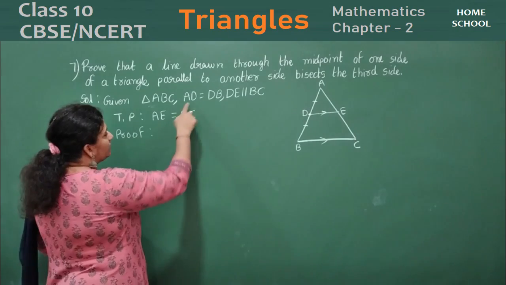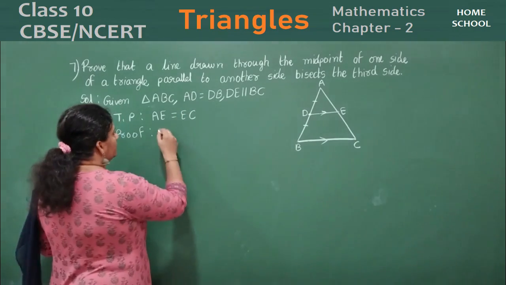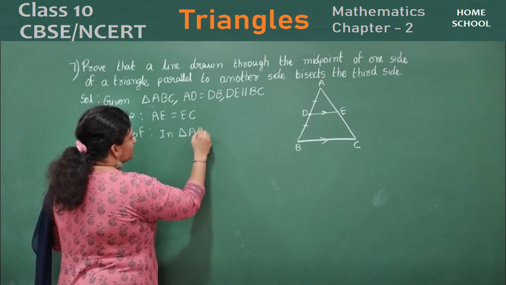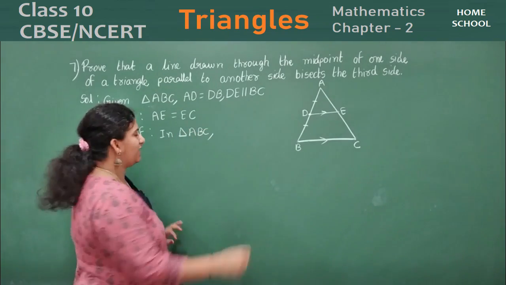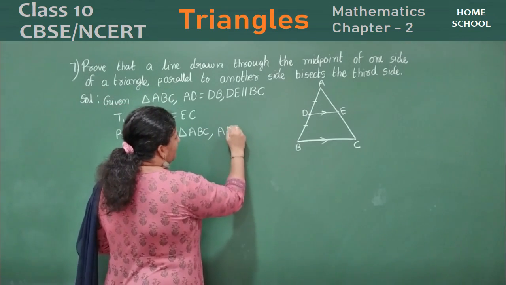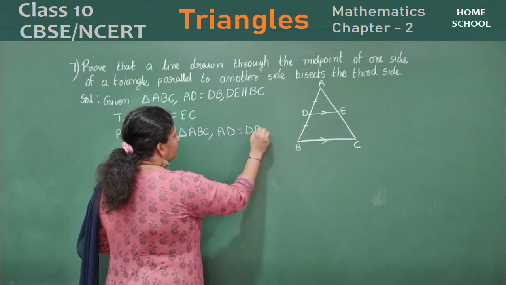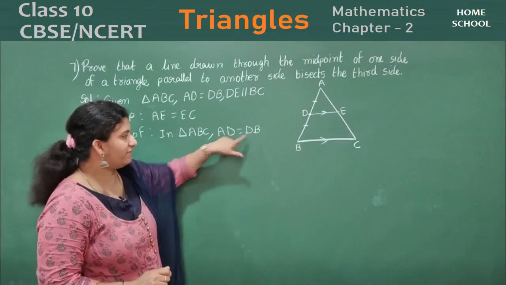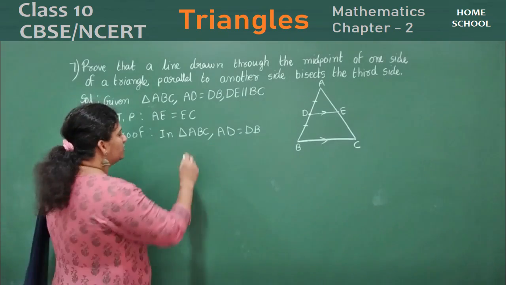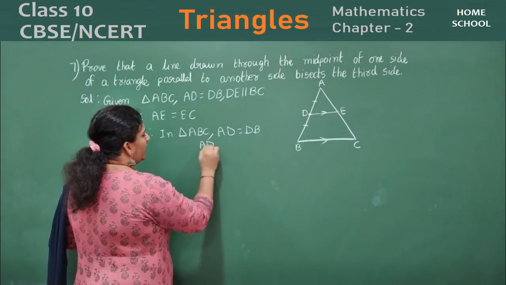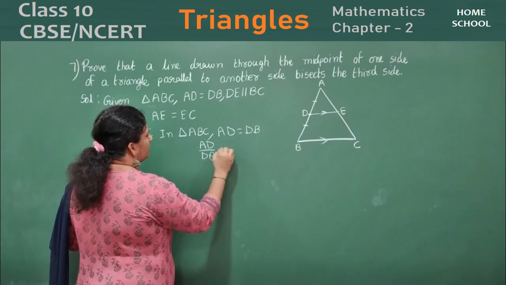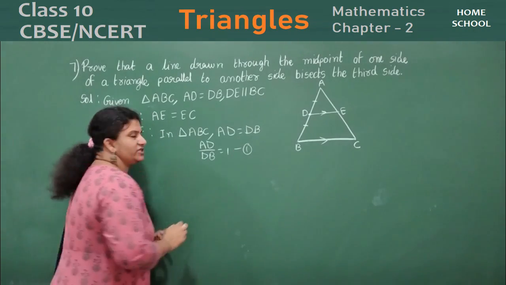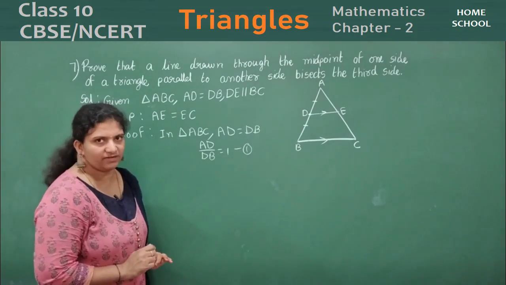What is given here, children? AD is equal to DB. So in triangle ABC, given AD is equal to DB. So now send this side, children. Do you know how to send this? If it comes this side, it will divide. So what it will be? AD by DB is equal to 1. Okay. Mark this as first equation. Given ratio, I made it first equation.